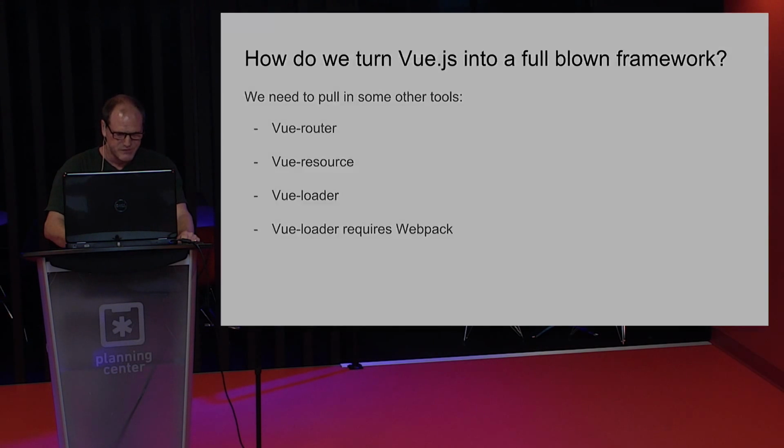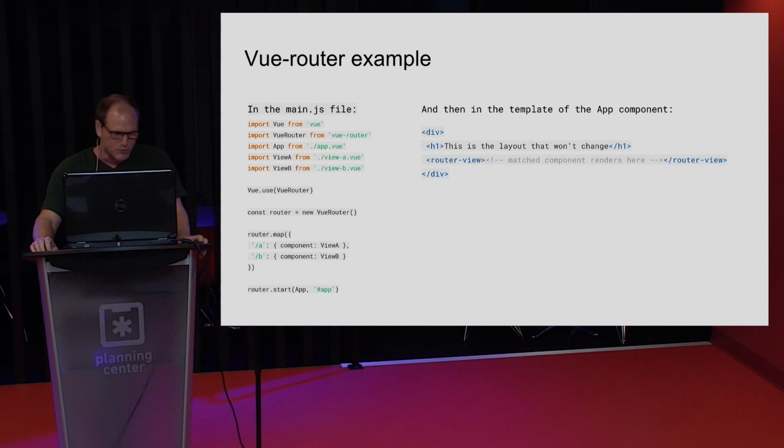So, of course, we need a router. The router, to me, looks very much like the React router. So in your main.js file, which is your entry file, you import your router and then you use it. And you'll see that pattern repeated over and over again, import and use. We create a new instance of the Vue-router, create our router map, pull the app into the router and start it, and that's it.